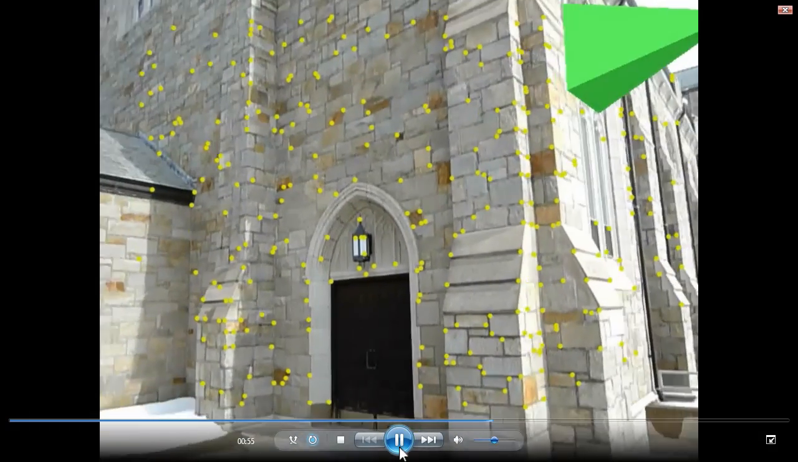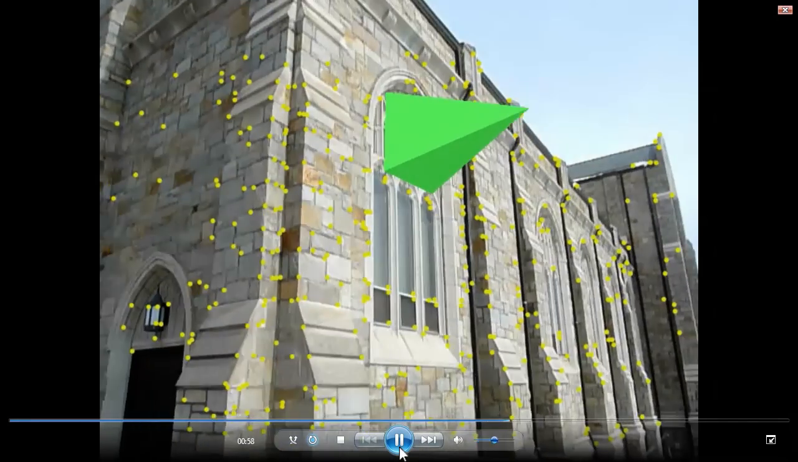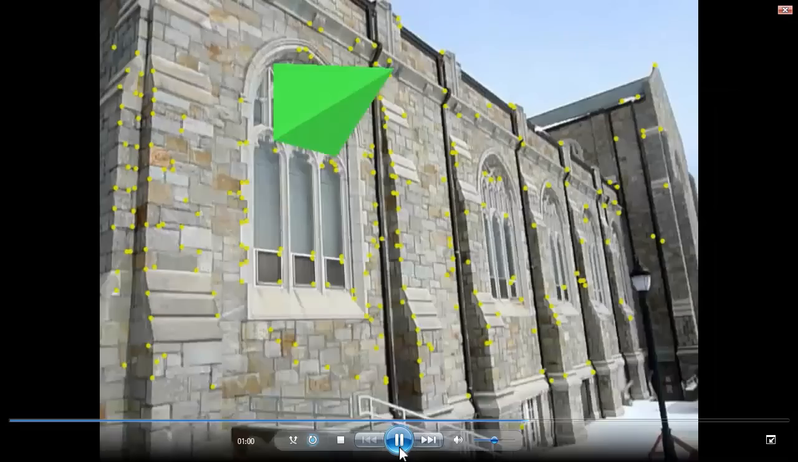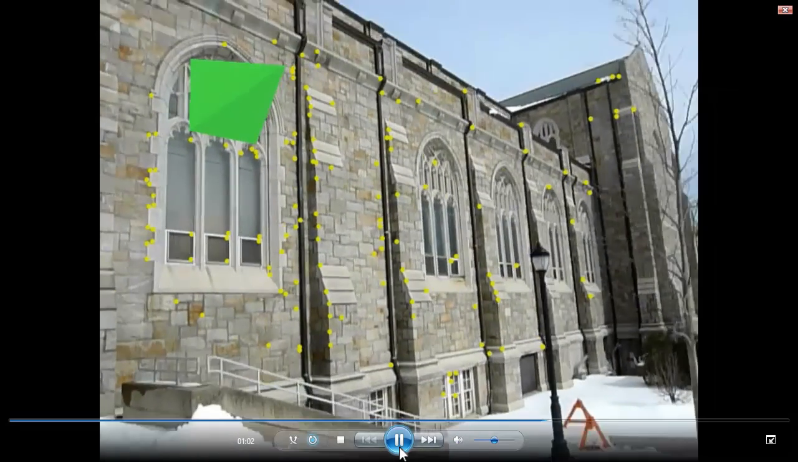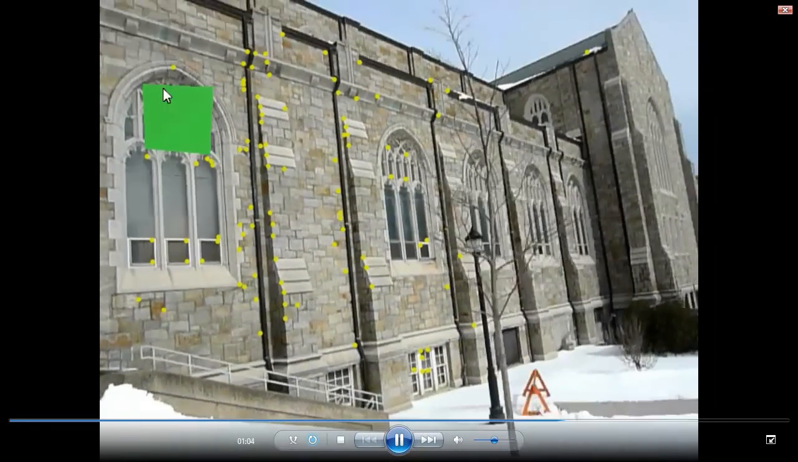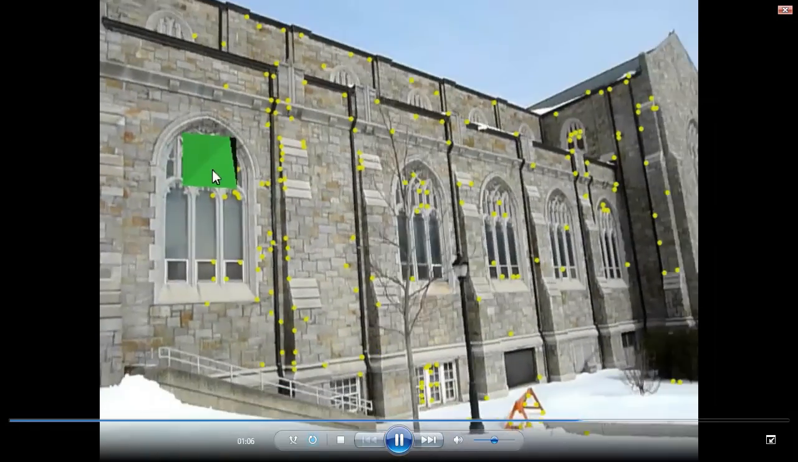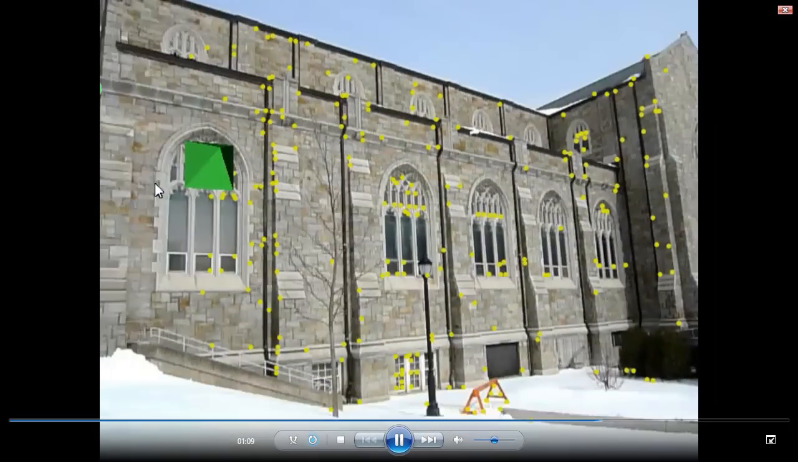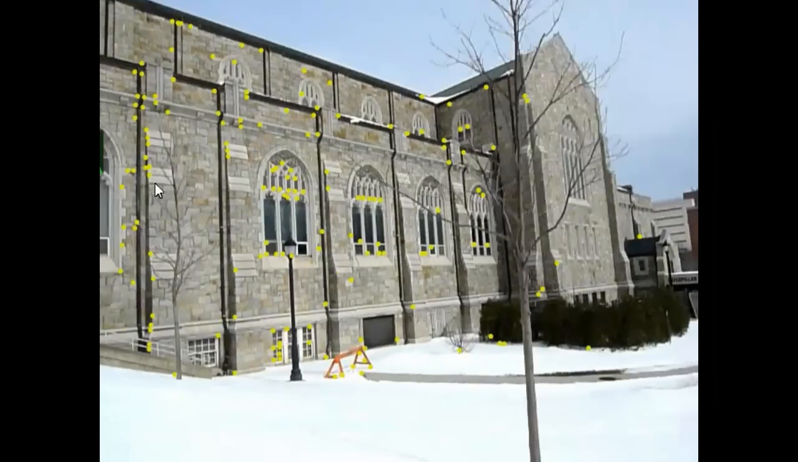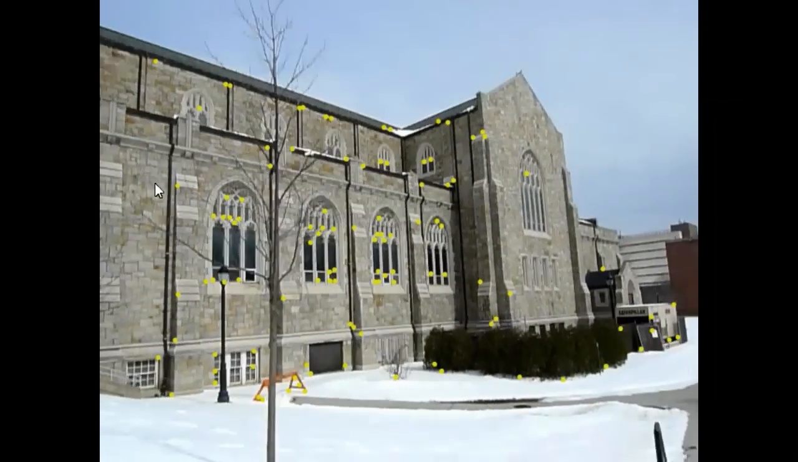But you can see that the points make sense. The test objects are not jiggling around on the surface. You can see, for example, that this test object really does stick pretty well, even though the camera's jiggling around, and it doesn't appear to slide off of the surface. That's how I can tell that I had a good match move.